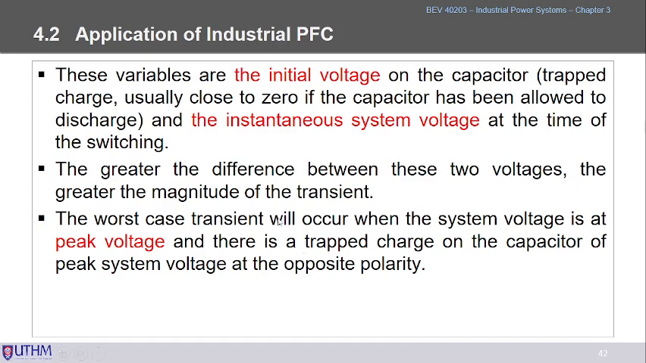So the worst case is when you have the system voltage at peak voltage, and the trapped charge in the capacitor is at the opposite polarity. Opposite polarity means it will have a big gap. One is positive 400, another one is negative 400, for example. So you have 800 of difference. So this is the meaning of opposite polarity.